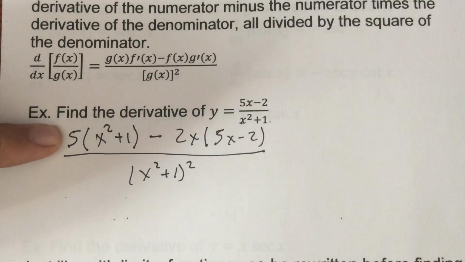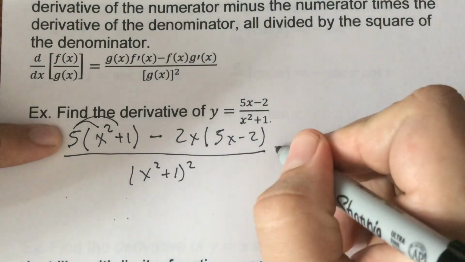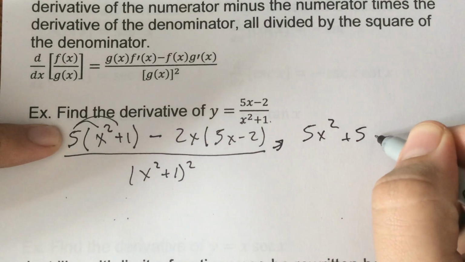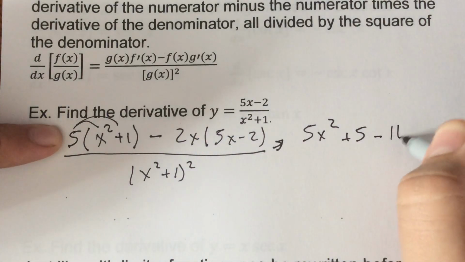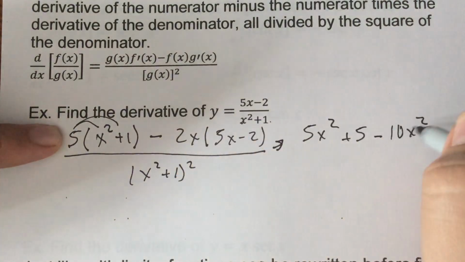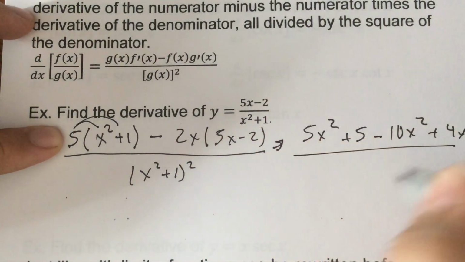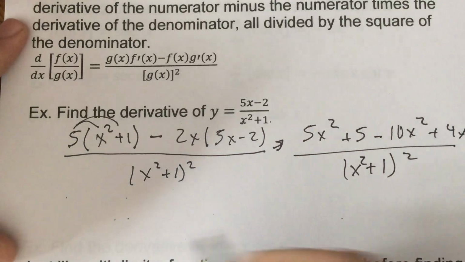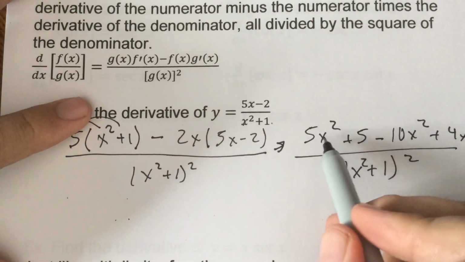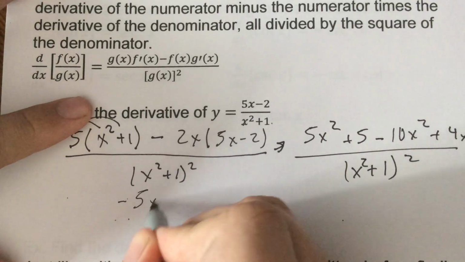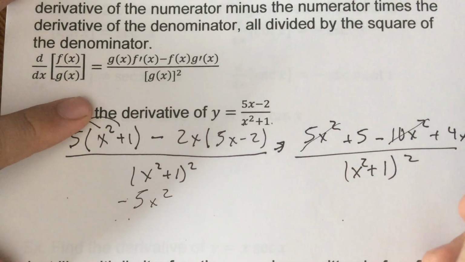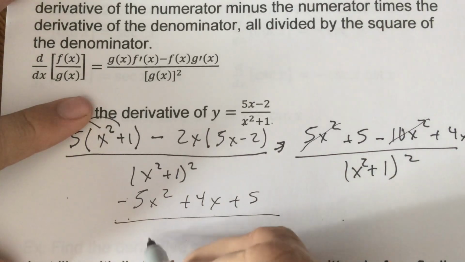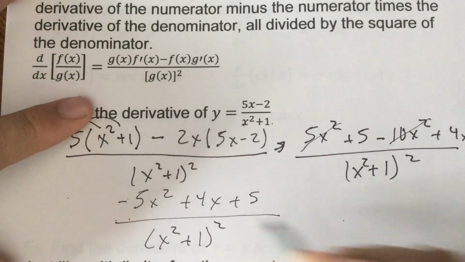So if we distribute our top here, we'd have 5x squared plus 5 minus 2x, and 5x would be minus 10x squared. Minus 2x times 2 would be a plus 4x, over x squared plus 1 squared, which we could simplify down. So 5x squared and negative 10x squared would be negative 5x squared plus 4x plus 5, all over x squared plus 1 squared.